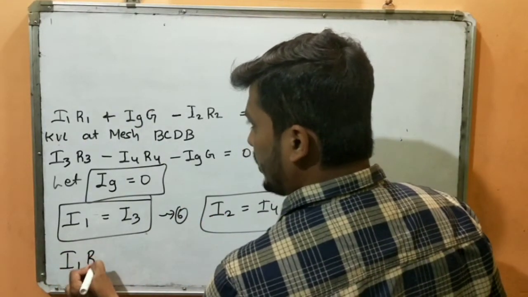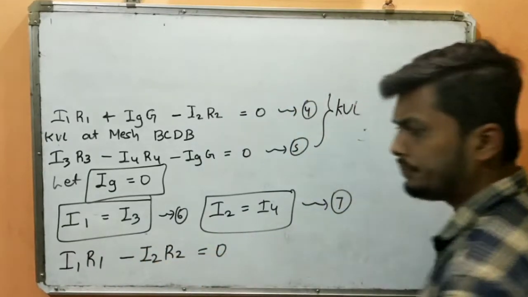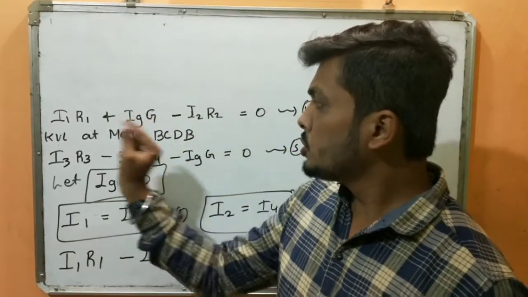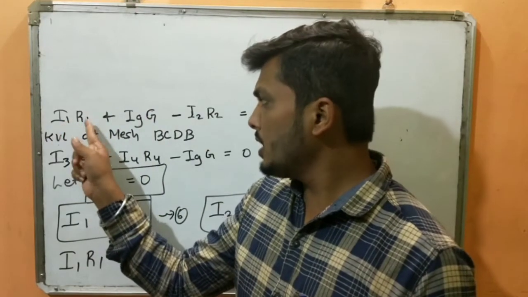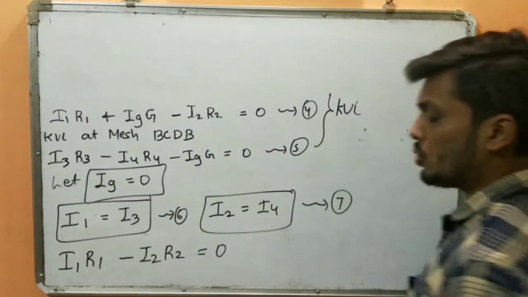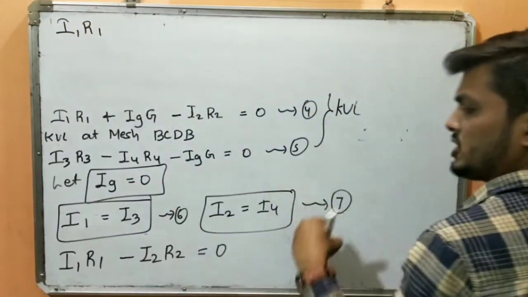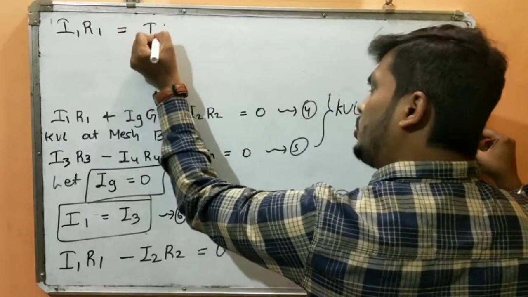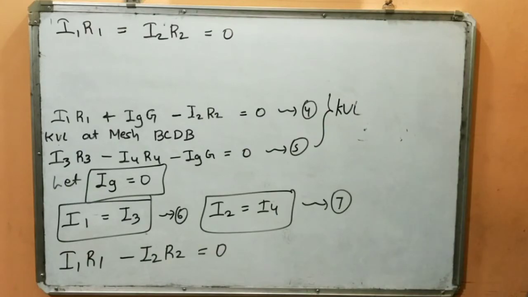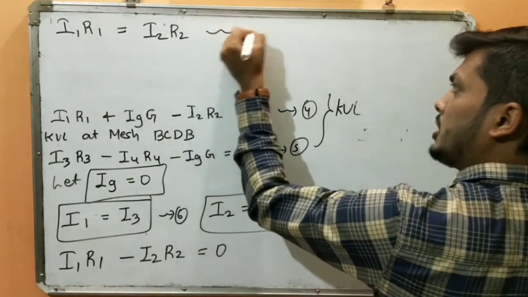I1 R1 minus I2 R2 will be equal to 0. Since Ig is equal to 0, 0 into G will be 0. So what I am left with here is I1 R1 minus I2 R2 equals 0. Is that clear? So I can write it as I1 R1. I'll shift this minus this side, so it will become I2 R2. Is that clear? I'll not write 0 because I have shifted this side. So this will be equation number 8.